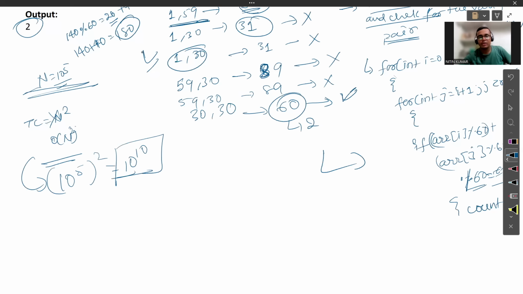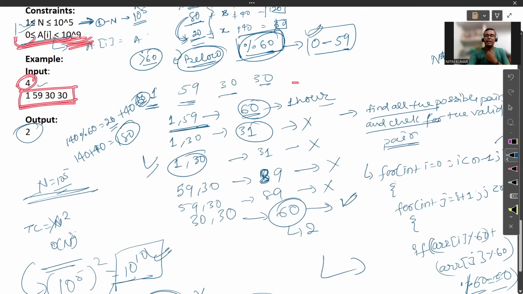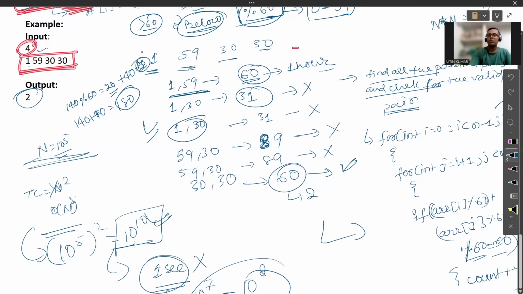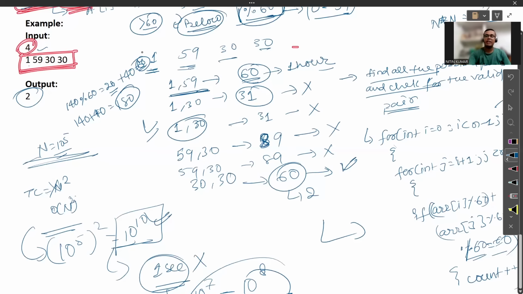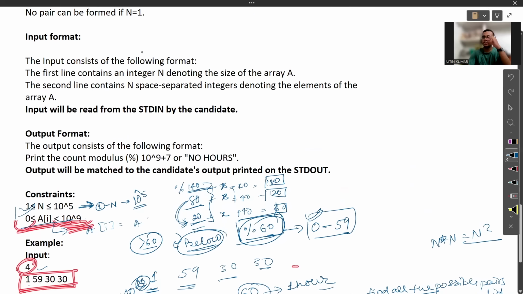Will it run in the compiler within 1 second? No, because I have told you that in a compiler, in 1 second, generally you can run the code for between 10 to the power 7 to 10 to the power 8 operations. But here, for this time complexity, at the worst case, when the size would be 10 to the power 5, we have to go for 10 to the power 10 operations, and it will not be possible in 1 second in a compiler. So it will give you TLE for some of the test cases where the input size is so large. So what will be the solution for that?